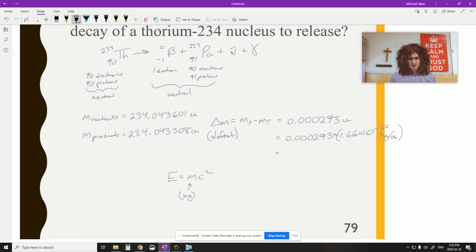1.66 e to the negative 27. So I'm going to get 4.8638 times 10 to the negative 31 kilograms. So it's quite a small amount of mass there. Okay, so I'm going to put that number in here.